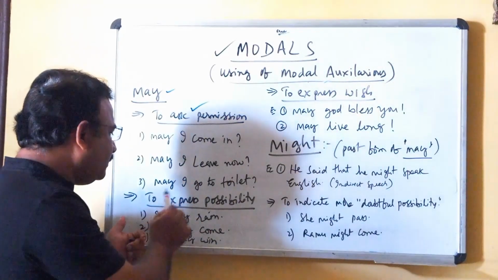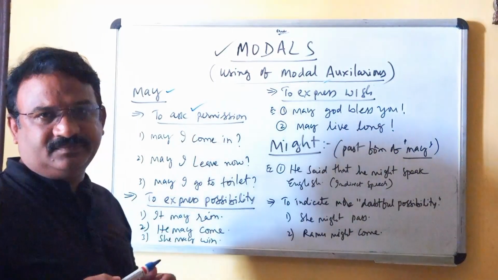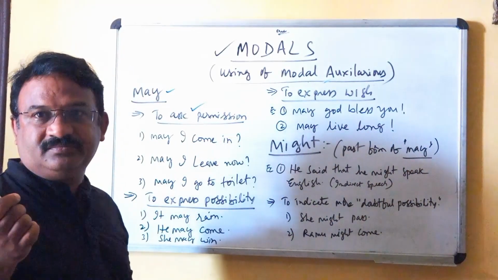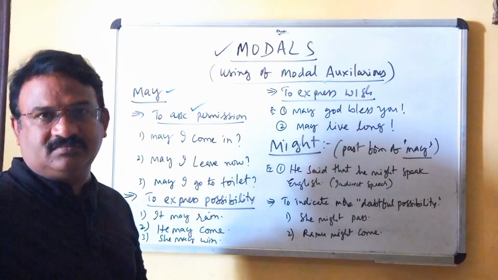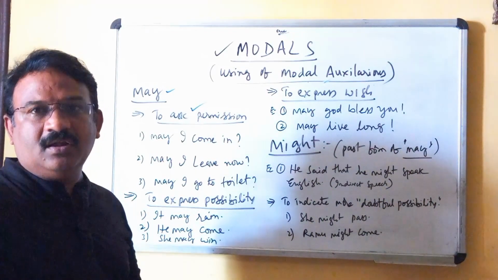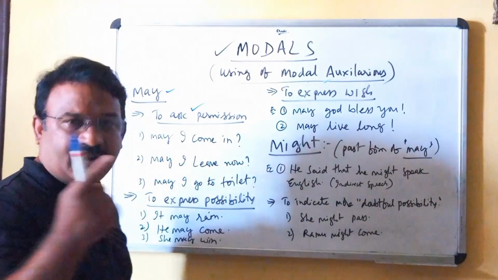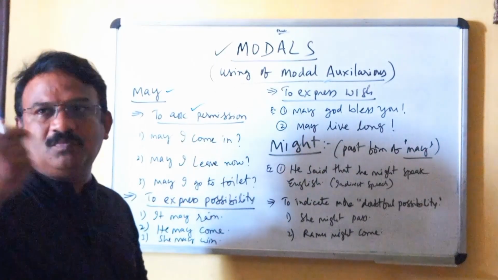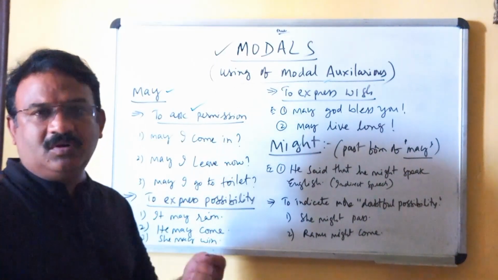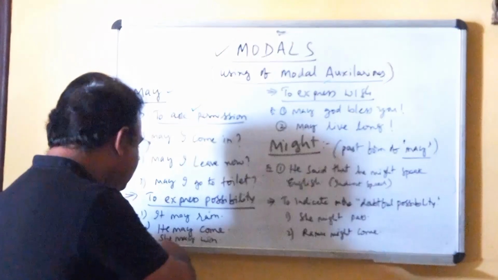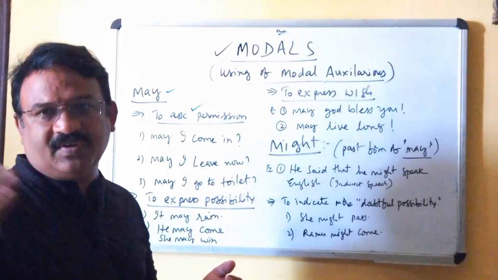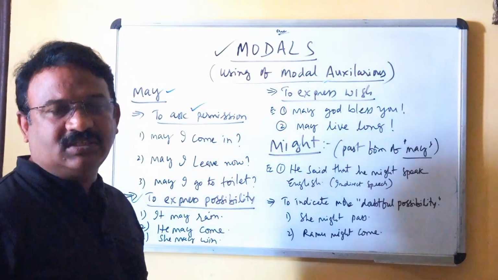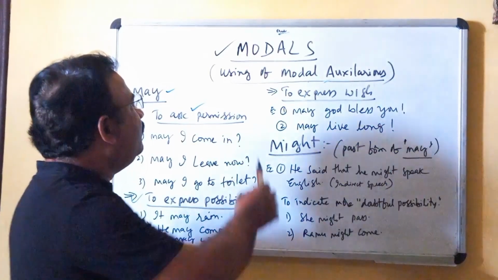And one more condition, to express possibility. See, it may rain. That means it seems it will rain. He may come, that is more possibility. And she may win. In this case, we have to use may.